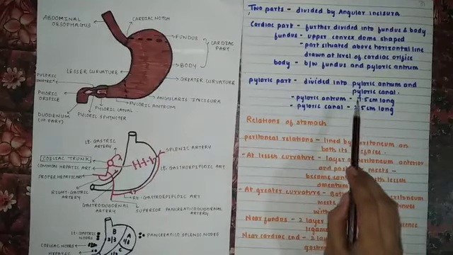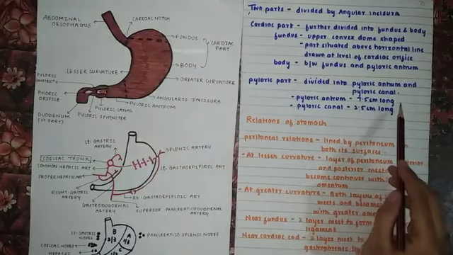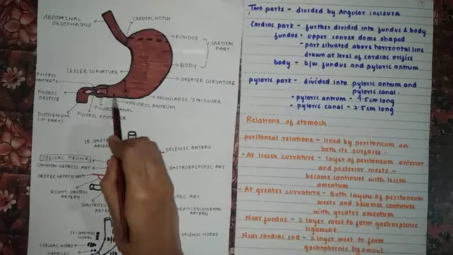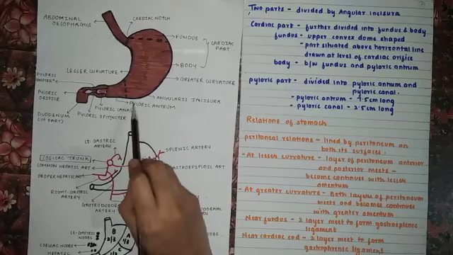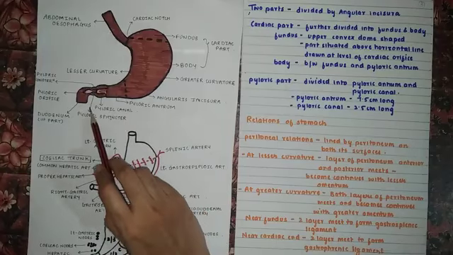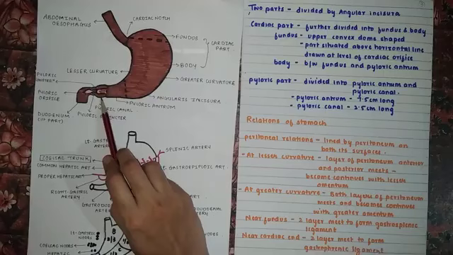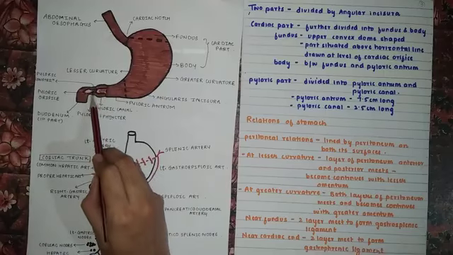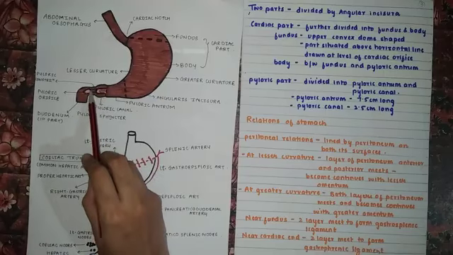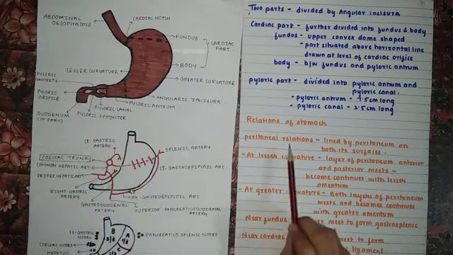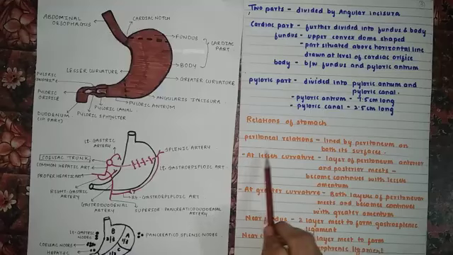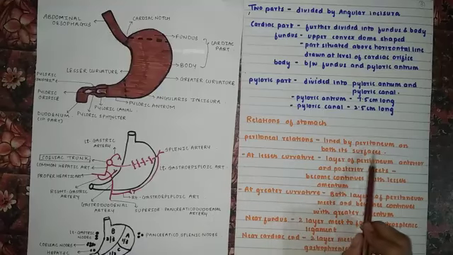Pyloric part, which is divided into pyloric antrum and pyloric canal. This is the pyloric antrum and this is the pyloric canal. The pyloric antrum is 7.5 cm long and the pyloric canal is 2.5 cm long. This is the pyloric sphincter and this is the pyloric constrictor. This is the pyloric orifice. Relations of the stomach: peritoneal relations: it is lined by the peritoneum on both its surfaces.